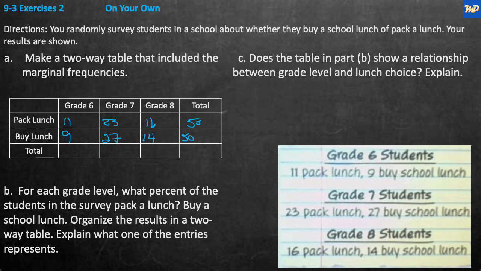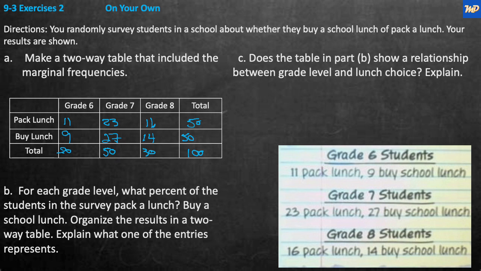50. And going down, we have 11 and 9, we have 20. 23 and 27 is 50. And 16 and 14 is 30. And when we add across, what do we get? 20, 50, and 30, we get 100. And 50 and 50 is 100. So I guess that is the table, and those are the marginal frequencies.